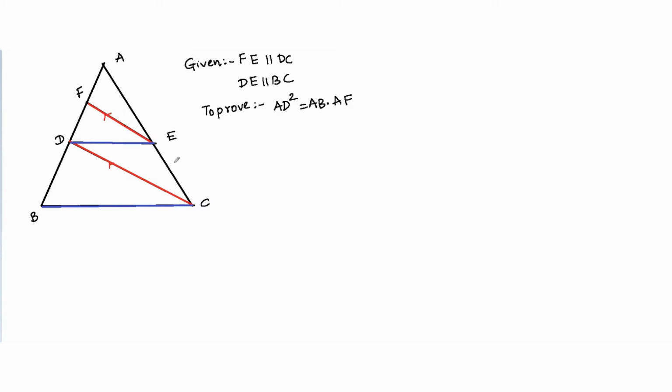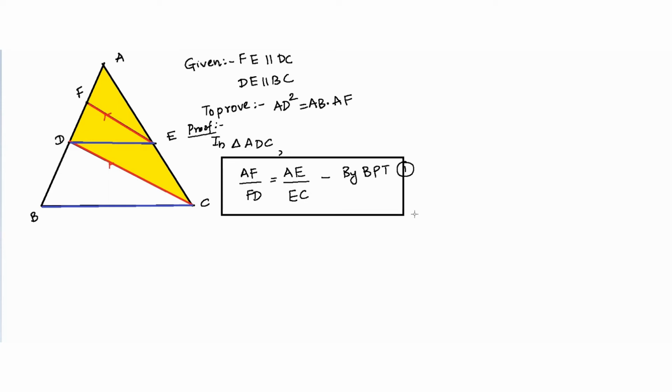So let's start with applying BPT in these triangles. The first BPT candidate, or the first triangle candidate for applying BPT, is definitely triangle ADC. So I can say that in triangle ADC, AF divided by FD is equal to AE divided by EC. This is by BPT, and let this be the first statement, right? So let us mark this as the first statement.